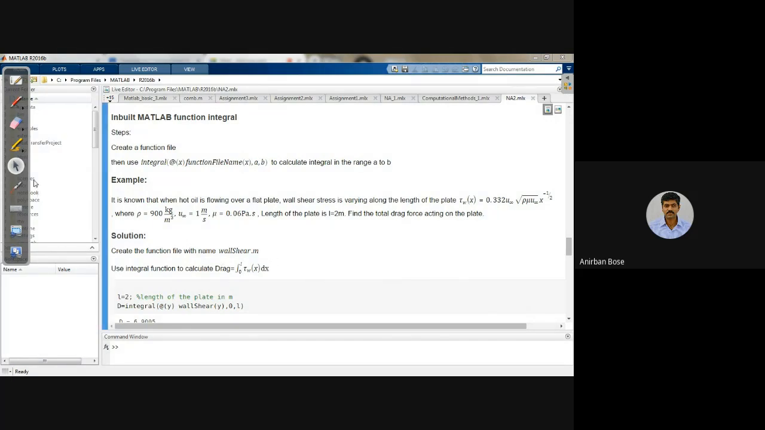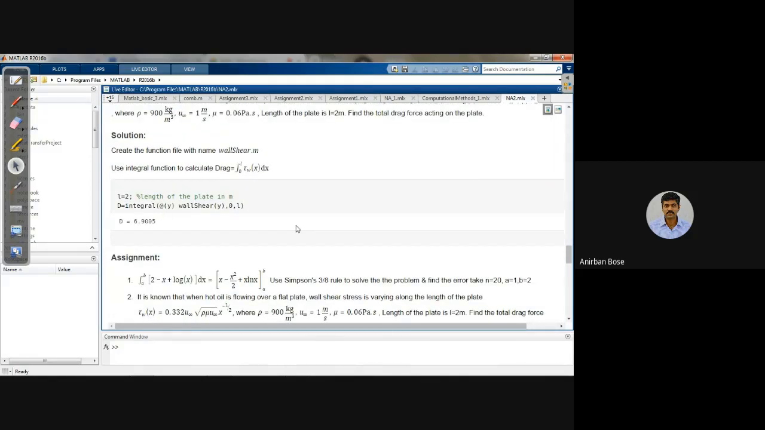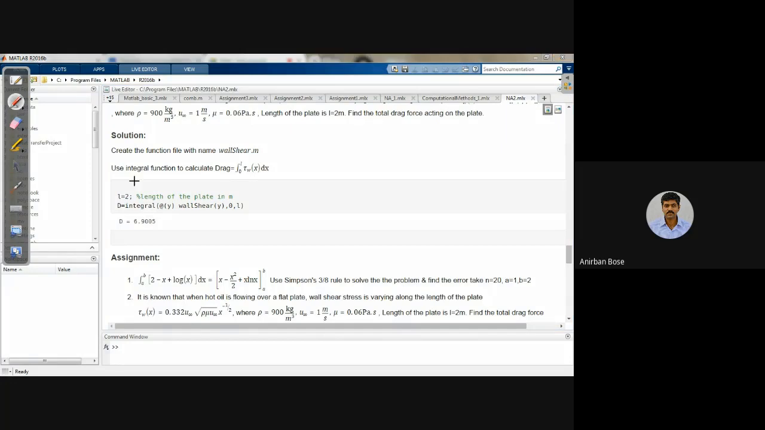The expression of the wall shear stress is known, so we have to do the integration. We take L equal to 2, which is given in the problem, and we write a variable named D, and D is equal to integral. Look at the syntax: within brackets we write @(y), because let us consider y as the variable. It doesn't matter whether you write x, y or z, but the same variable you write here, you have to write there. That is important.